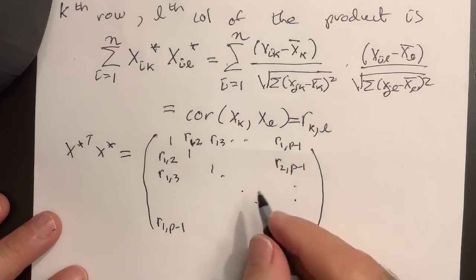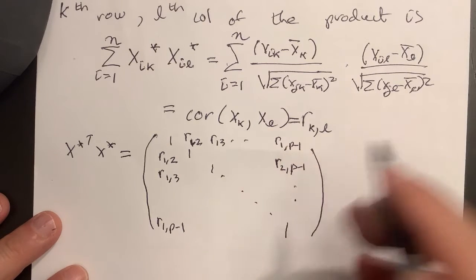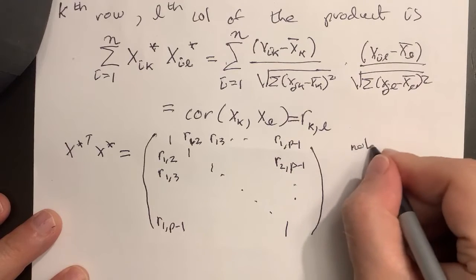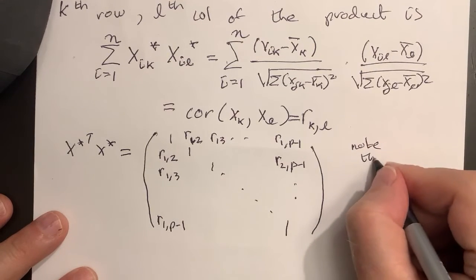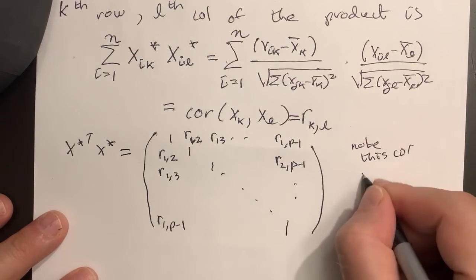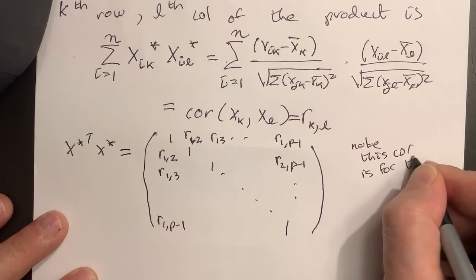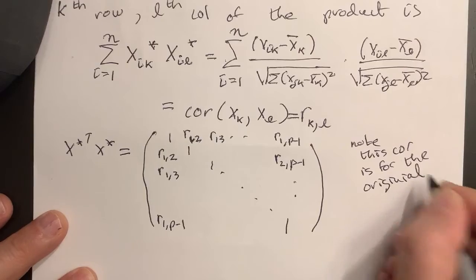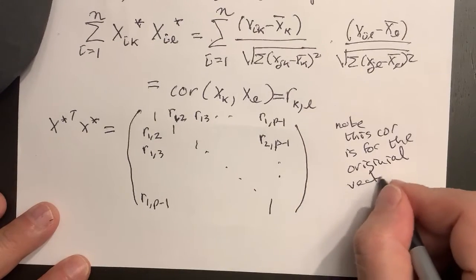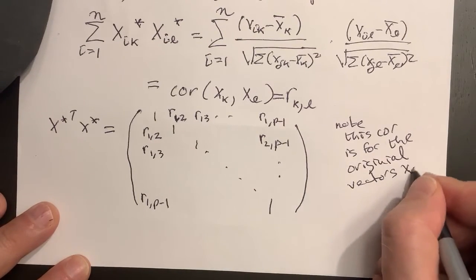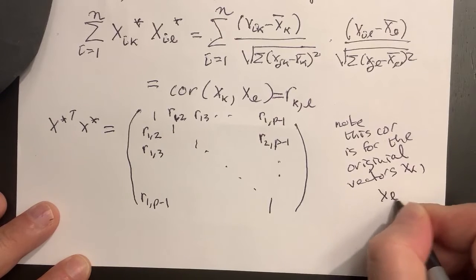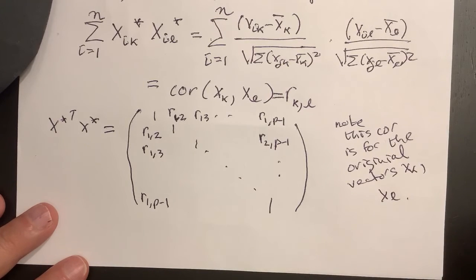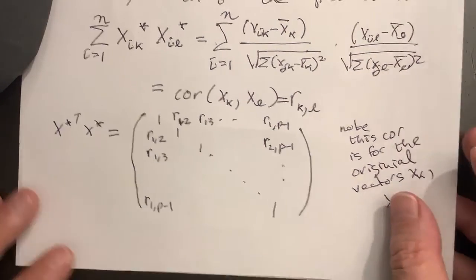Okay, now remember, this is for the original variables. Note, this correlation is for the original vectors, xk, not xk star, but xk and xl. Okay, all right, so that's that one.